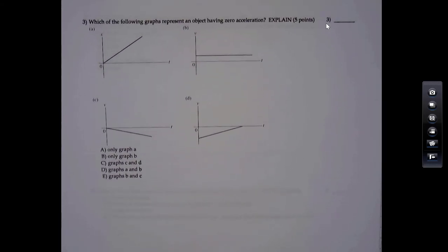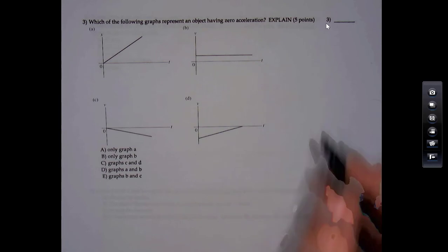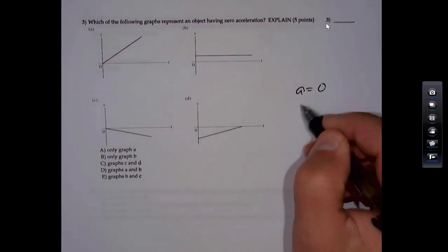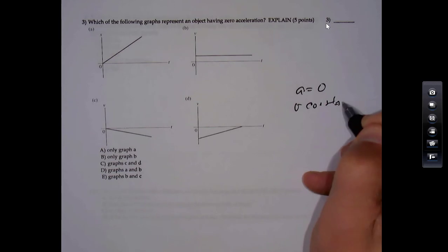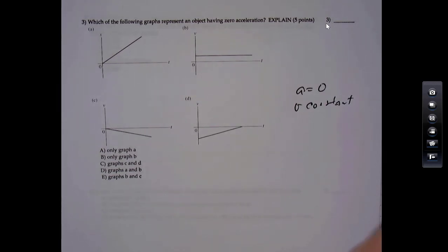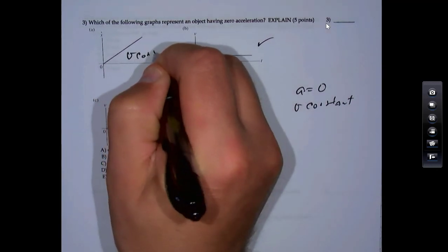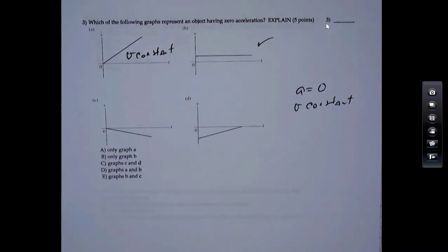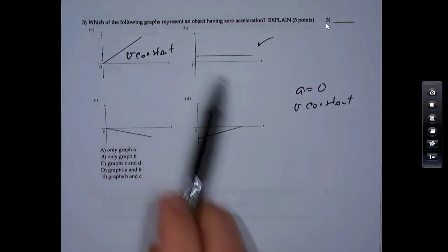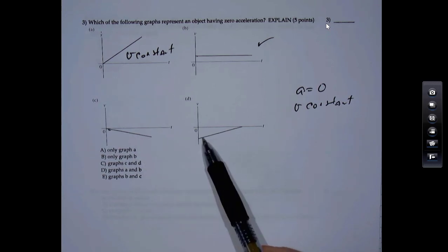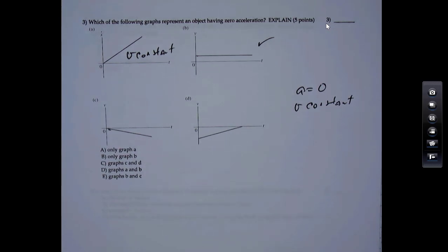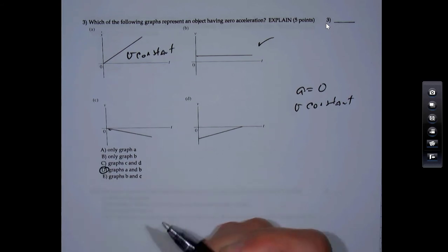Okay, which of the following graphs represents an object with zero acceleration? Okay, so zero acceleration means the velocity is constant. Let's see if there's any constant velocity ones here. Well, B is constant velocity, right? The velocity is not changing. This graph of position versus time, though, this is also V constant. So the choice here would be graphs A and B. Let's see, C it's changing, D also, the velocity is also changing. So the correct choice would be graph A and B.